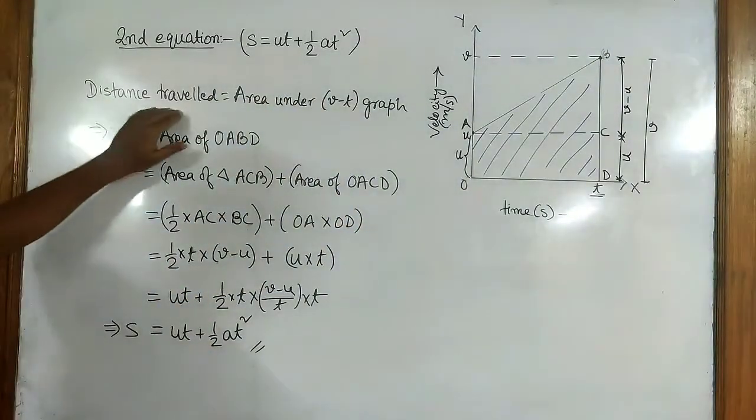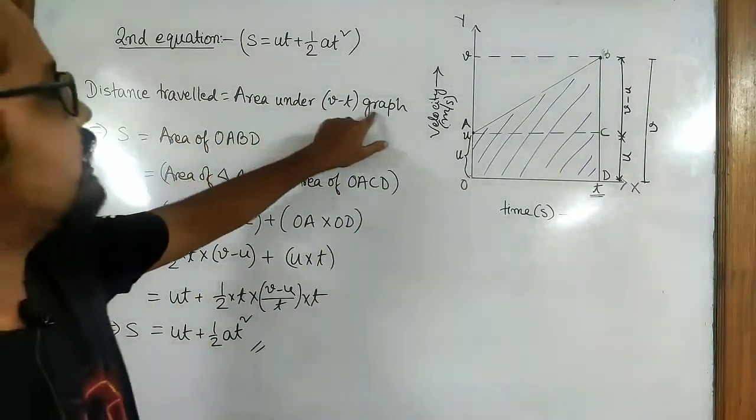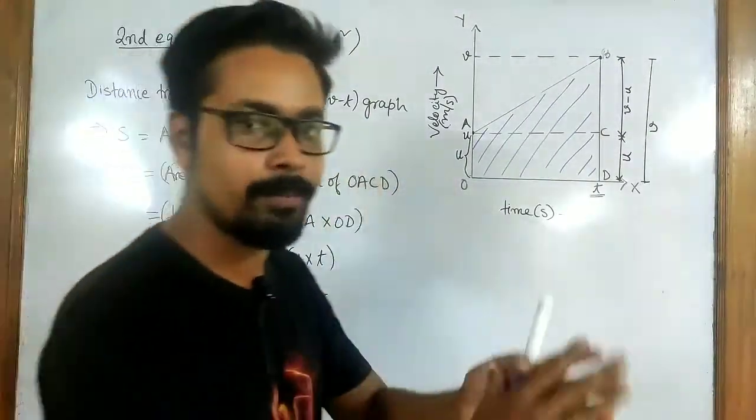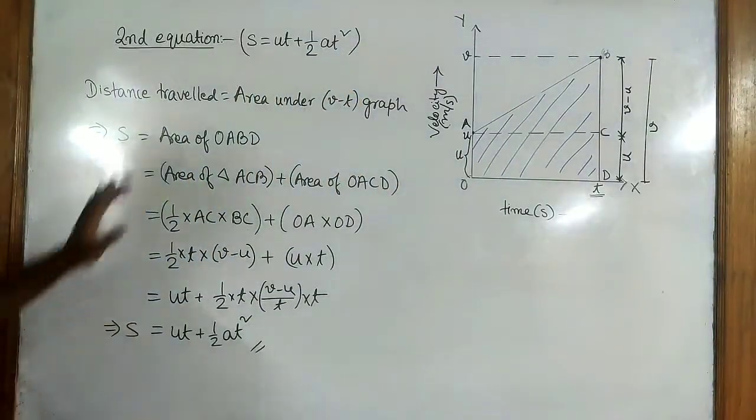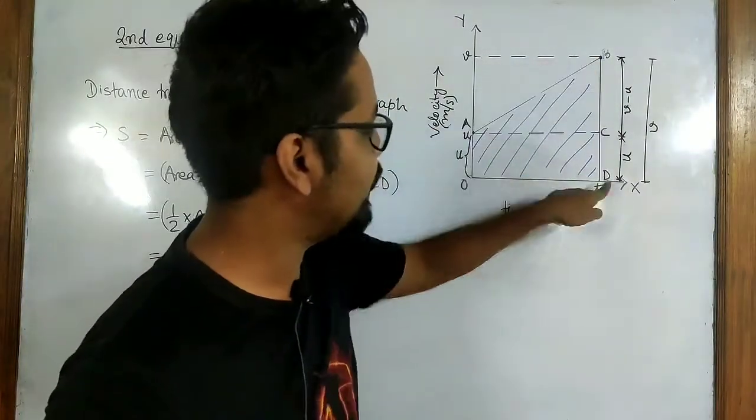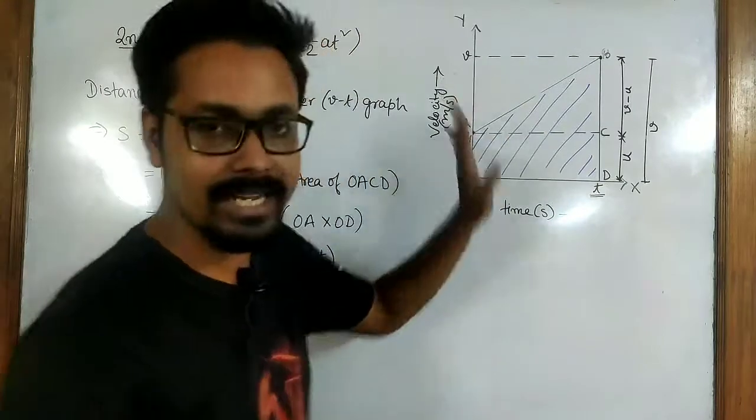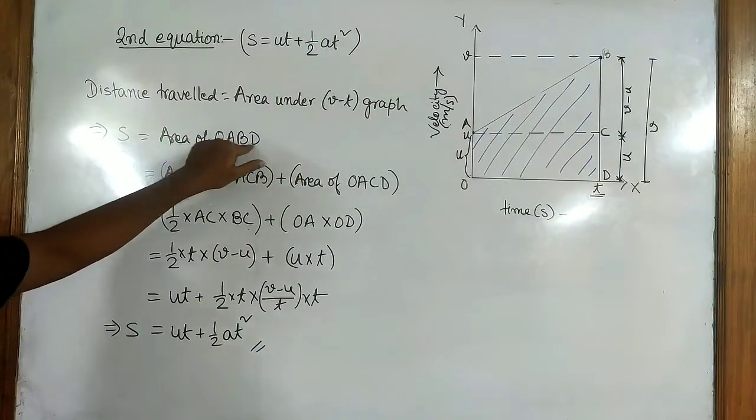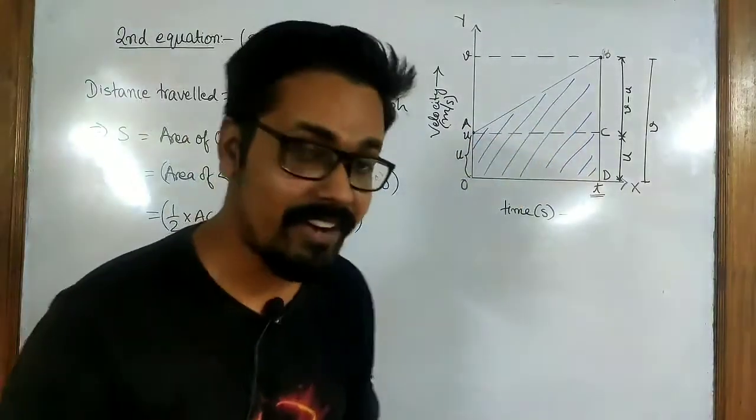So we have written distance traveled is equal to area under velocity time graph. This should be known to you by now. This is there in the theory part of the chapter. So we need to find the area under VT, which means we need to find the area of OABD. This whole thing we need to find the area of. So we have written distance traveled is S, area of OABD. This is what we need to find.